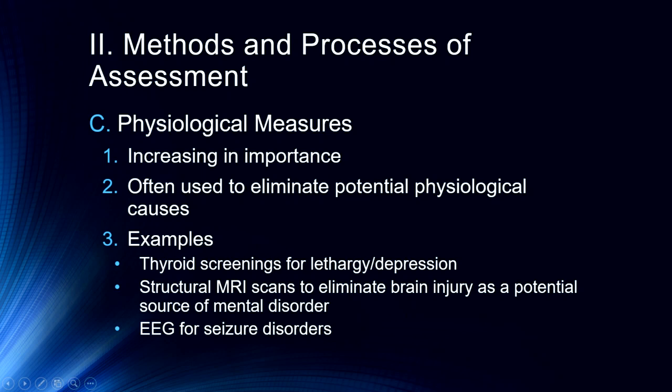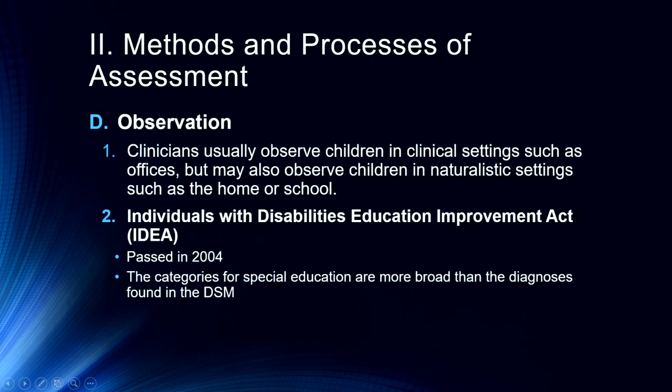We might want to send somebody for an EEG if they're having a seizure disorder. We might send them for a sleep study to see where their sleep is disrupted. They might have sleep apnea, which might be why they're having attention difficulties. So there are lots of physiological measures that I think we want to think about as important diagnostic tools. Observation. Clinicians usually observe children in clinical settings, such as offices, but they may want to go out into natural settings: home, school, playgrounds, important areas.